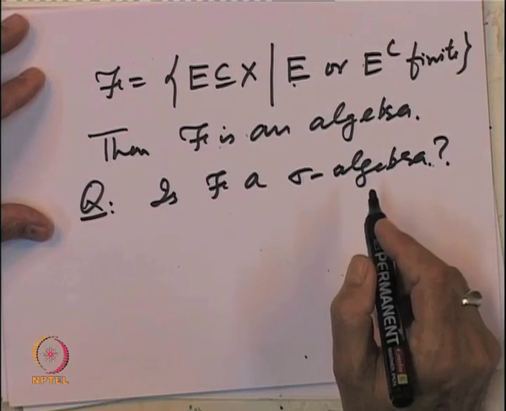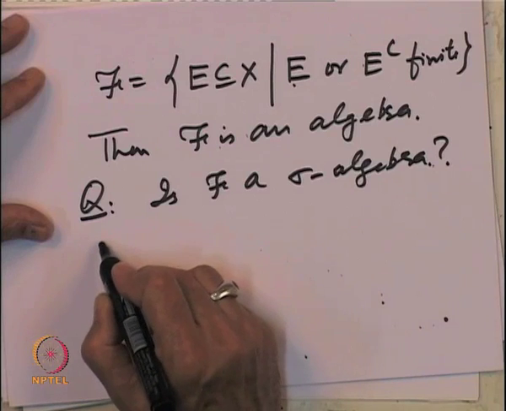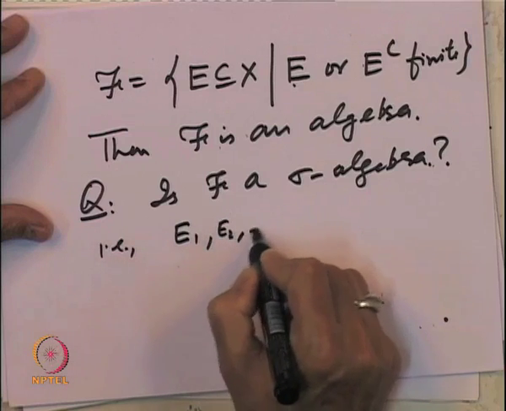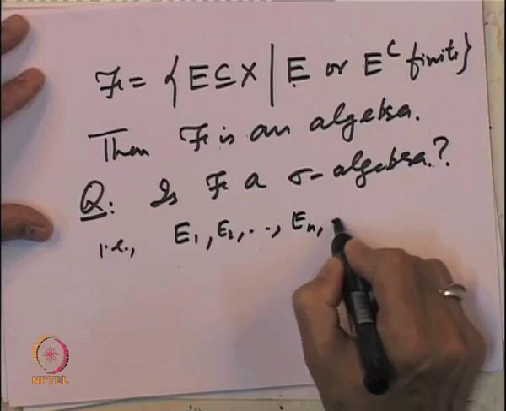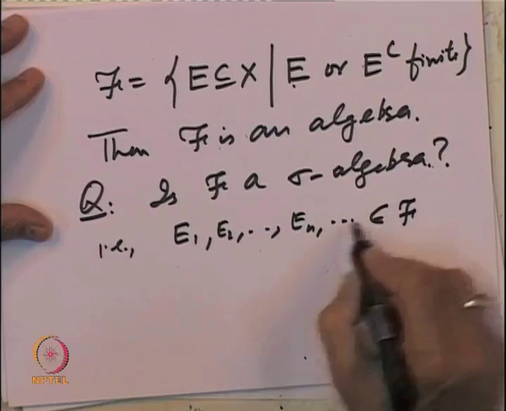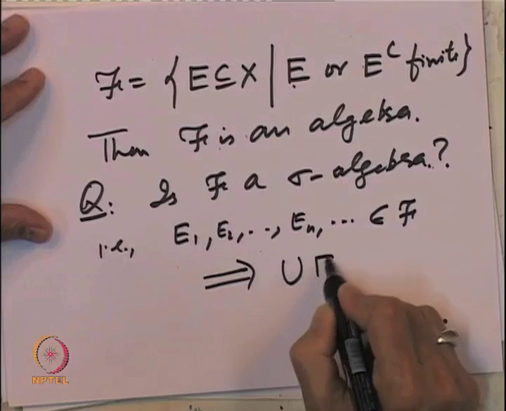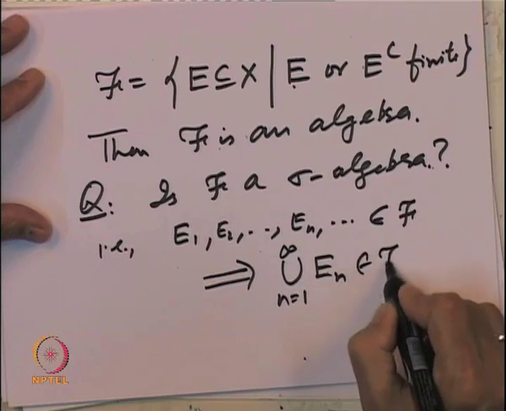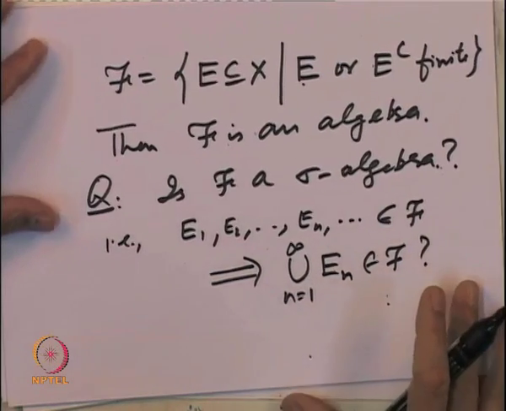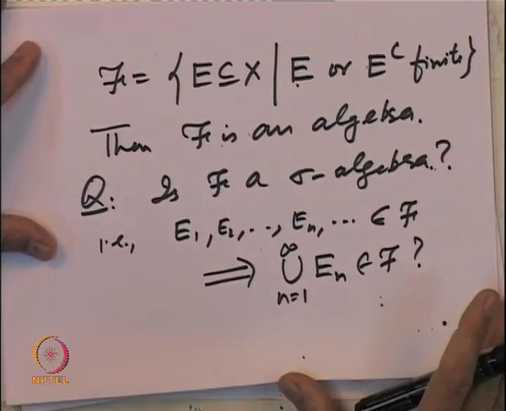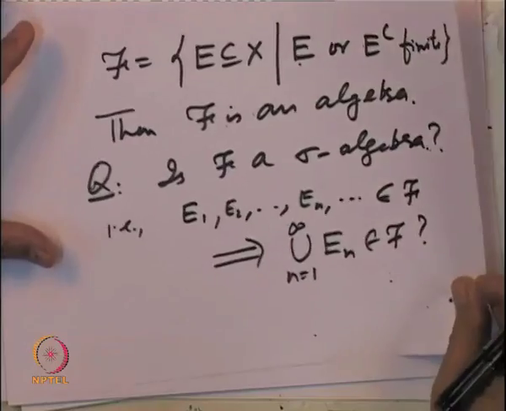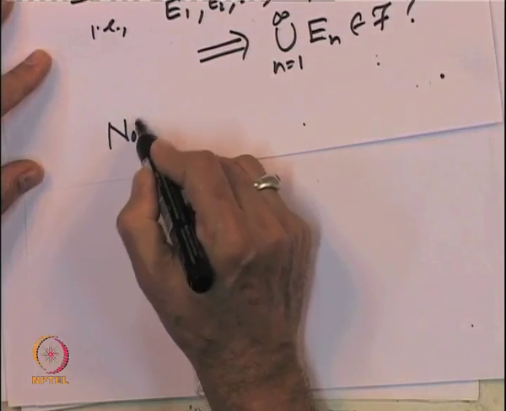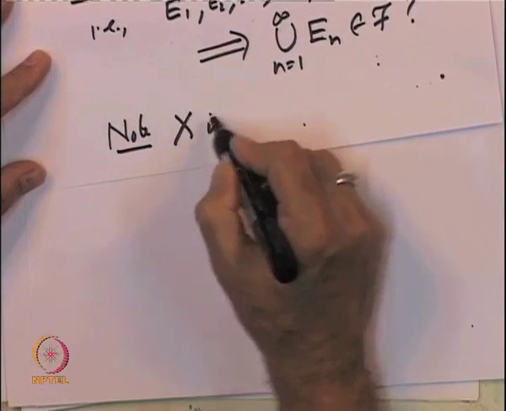So, does it have the property? That is, E 1, E 2, E n belonging to F. Does this imply always that the union of E n's, n equal to 1 to infinity, also belongs to F? That is not true, for the following reason. Note, X is uncountable.